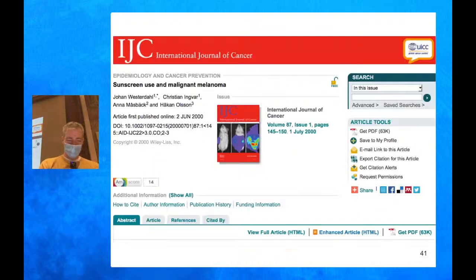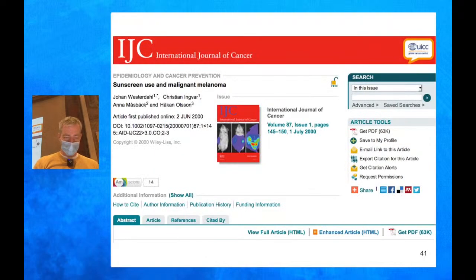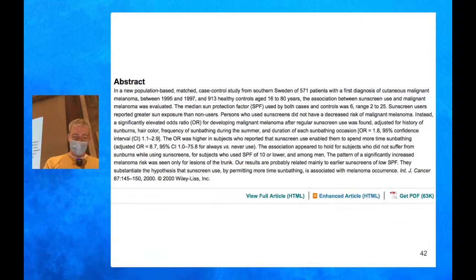I got interested in this. I read it, and it's basically saying that staying out of the sun increases your risk of dying from cancer. And what they did is this cohort study in Sweden where they tracked sun habits of a lot of women, like thousands, I think. I found the actual article that they were referring to, and it was this one, sunscreen use in malignant melanoma. In a new population-based study from Sweden, I guess 571 patients who had a diagnosis of malignant melanoma, 913 controls, so we were over 1,000.